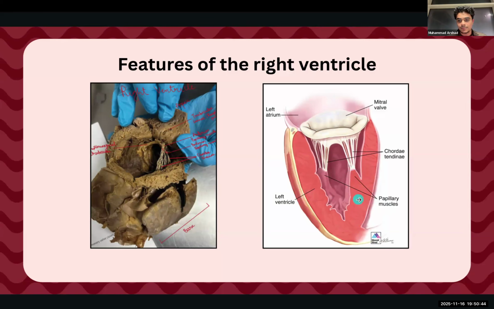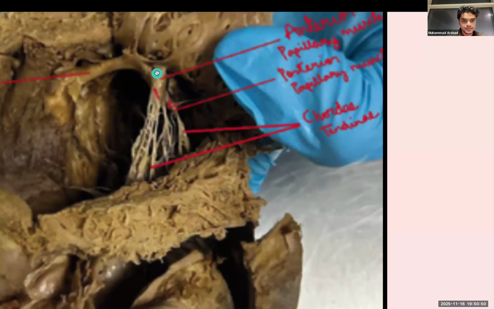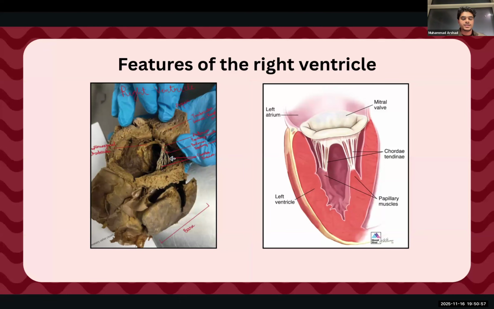But you can see that we have these papillary muscles, and what attaches the valve to these papillary muscles is something called the chordae tendineae. So if we look over here, this is a papillary muscle, and this is the chordae tendineae, and it's helping stabilize the valve and make sure that there isn't any backflow.